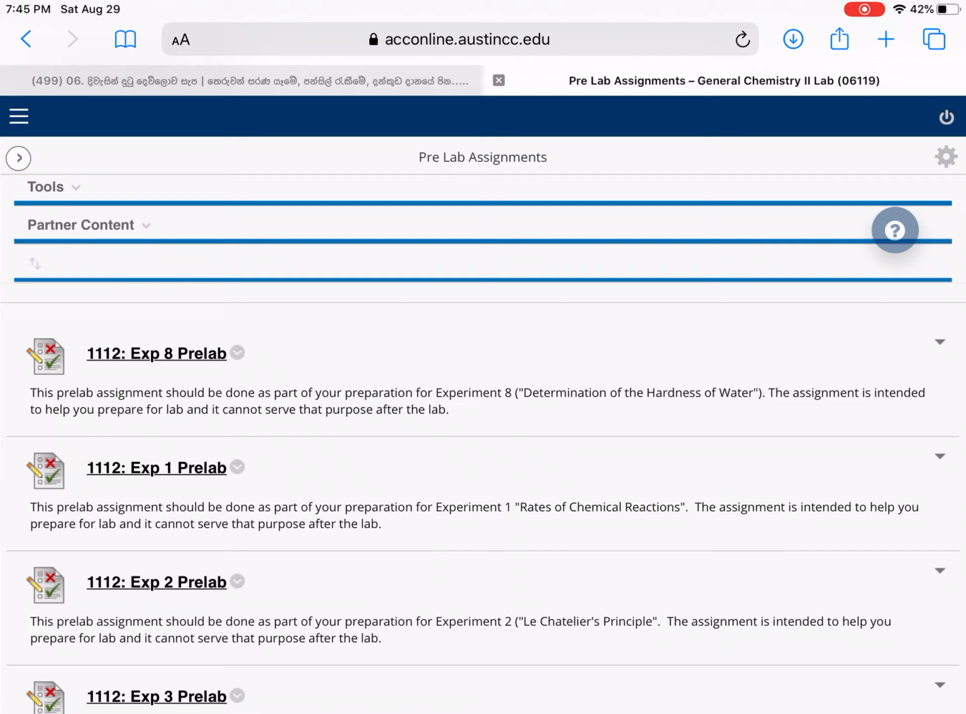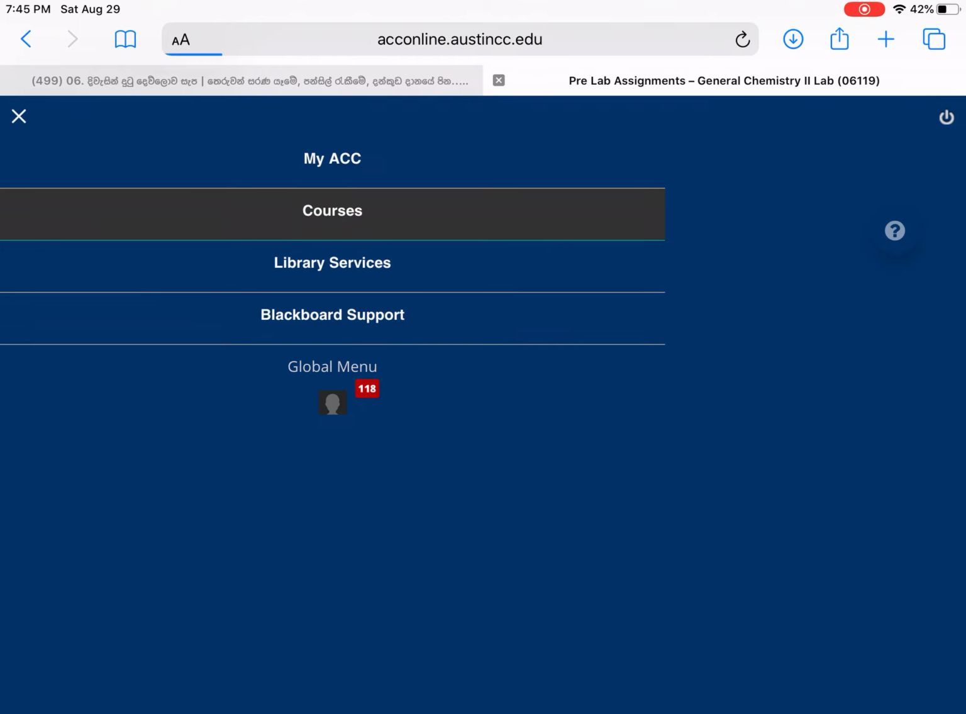So I'm going to show you how you are going to do the calculations for your first pre-lab assignment. And I hope you guys know how to access the pre-lab assignments. So when you go to your course website, you find your course. Let's say this is your General Chemistry 2 lab, and then there should be a tab.